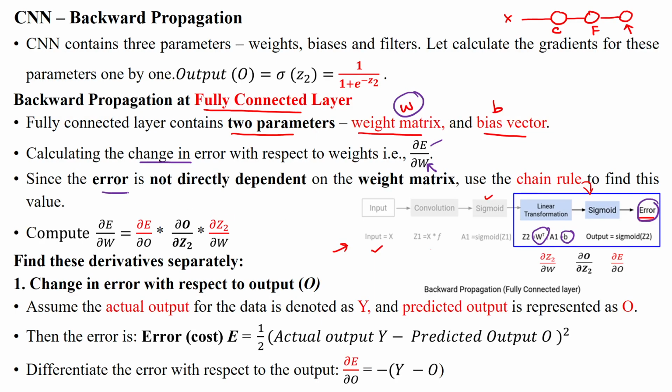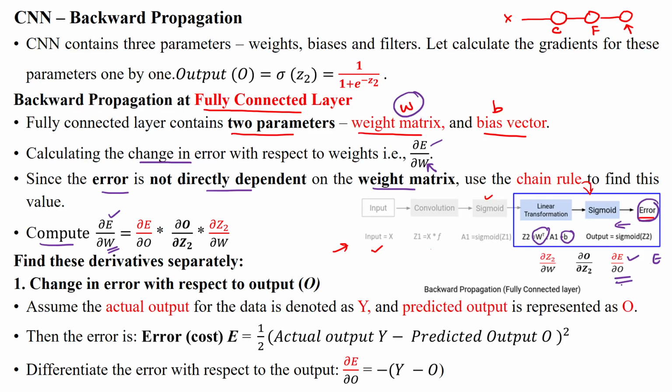Here the error is not directly depending on only the weight matrix. This weight matrix is also depending on other bias values and also filter values. So we have to use the chain rule: the error with respect to parameters W1, W2, W3, etc., Wn. So that is the capital W here. Which is equal to, first we take this error, then dou E divided by the output of the sigmoid function. So dou E divided by dou O.